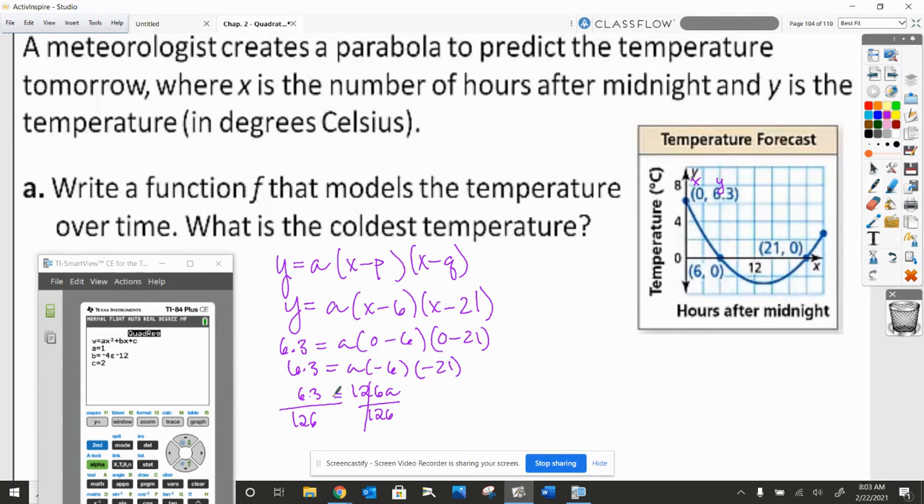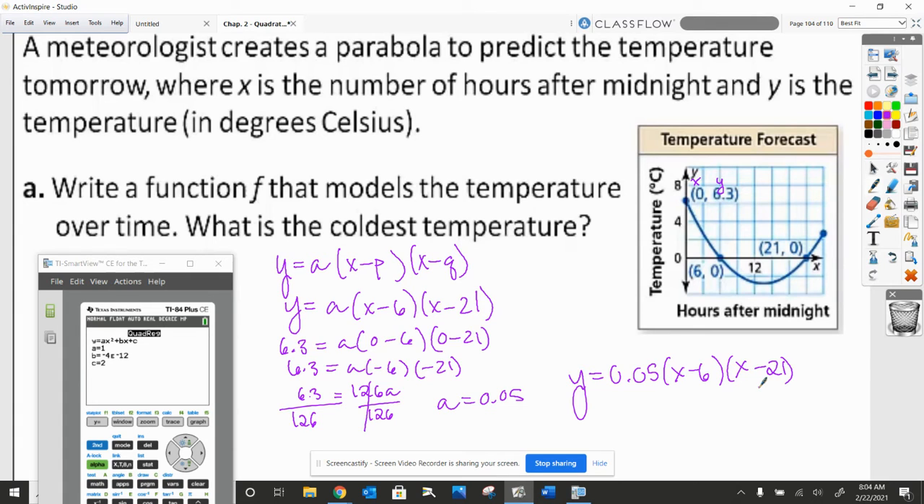So I have 6.3 divided by 126. And I get a decimal, 0.05. So if we put our equation back together, that's my equation to represent these temperatures after midnight, okay?